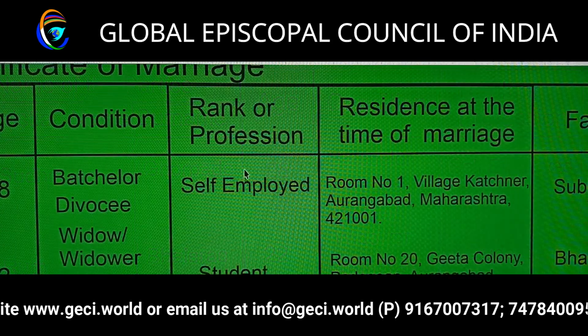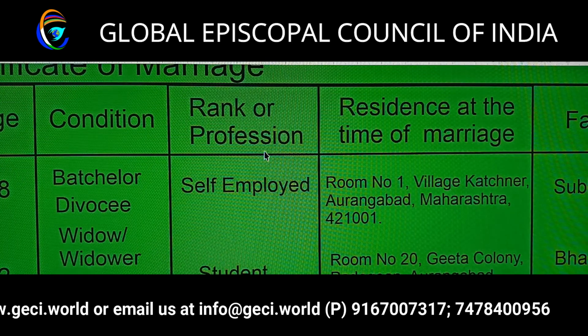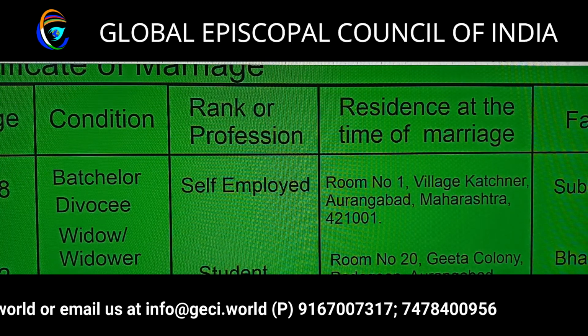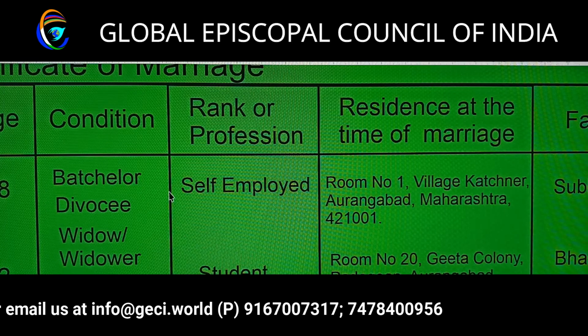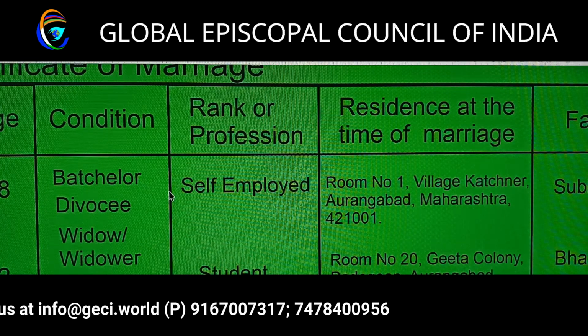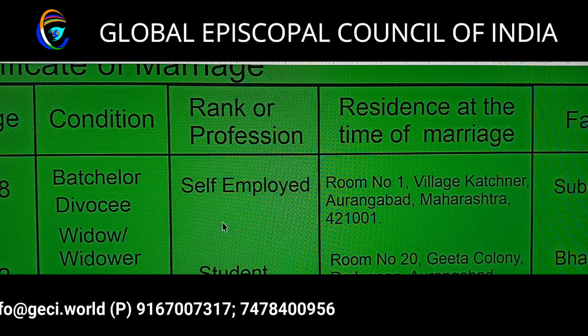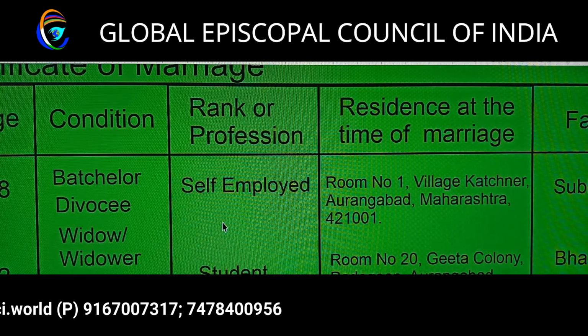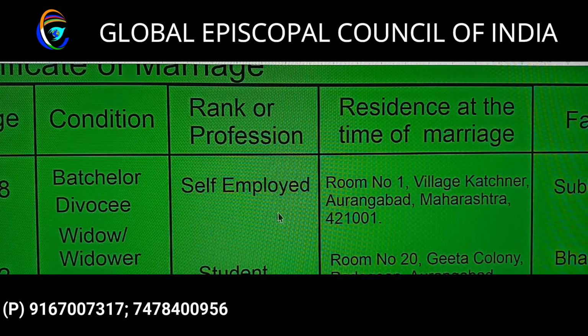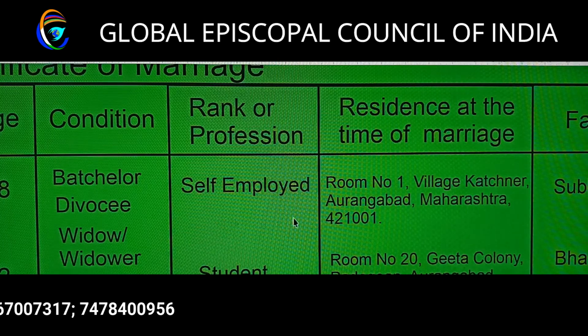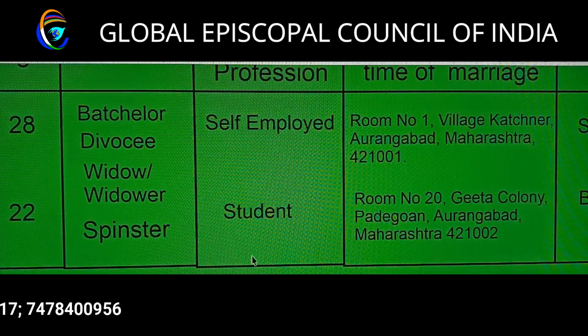Okay, after that comes rank or profession. When they were getting married, what were they doing? Whether they were employed, self-employed, or doing a government job. So you can write over here service, government servant, business, doctor, scientist. Since the girl was doing nothing, I've written student. So you can also write student or not working.